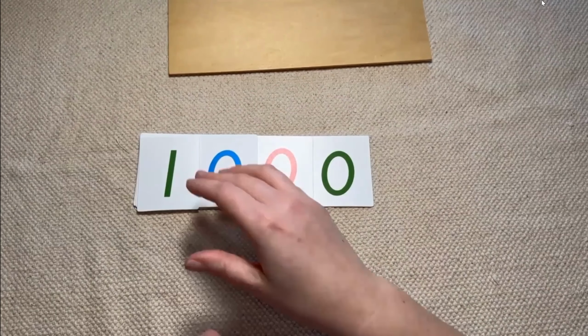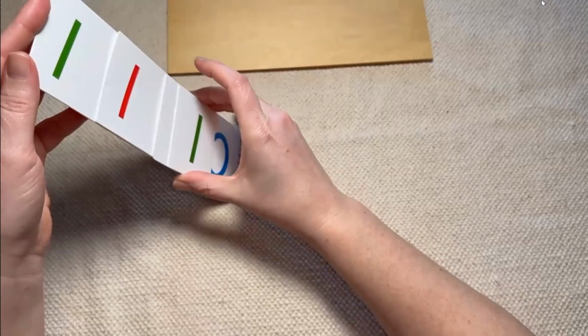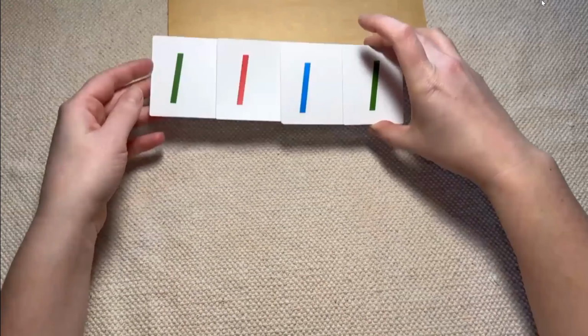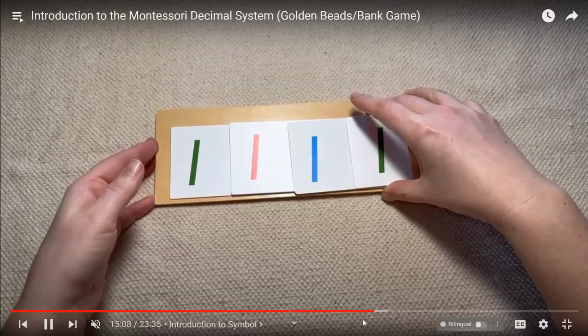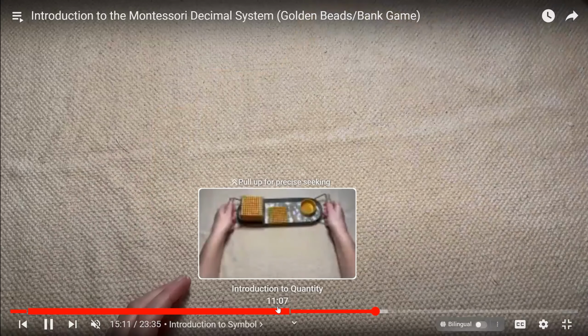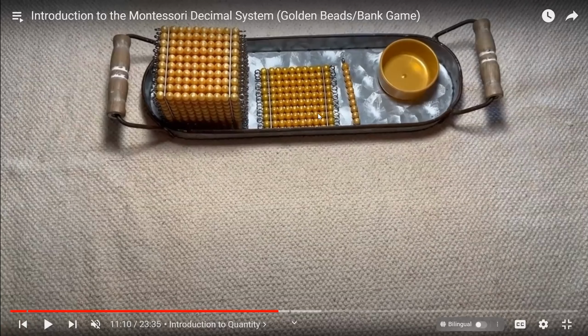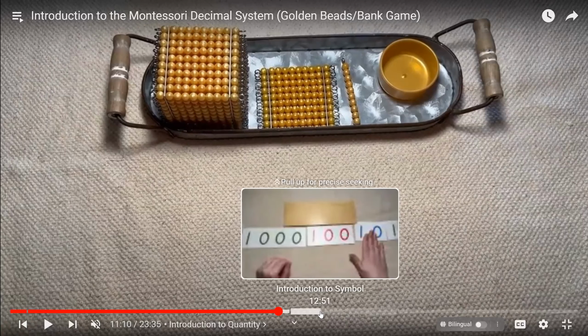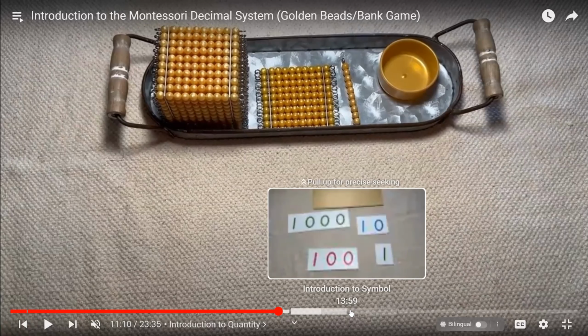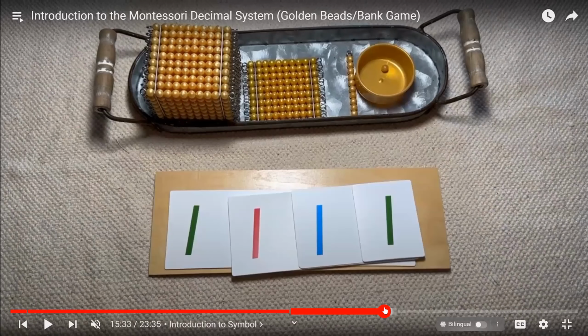This becomes 1000. But what was our quantity? It was 1111 when we placed all of those golden beads together. So how did I represent this quantity? This is 1111. I will have to be positioning them in the same way of how I put them. So I associated quantity to the symbol. This is the third part of this exercise. Clear, everyone? These are the 3 steps that you need to follow.